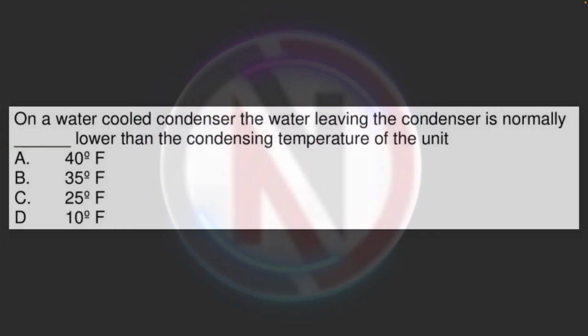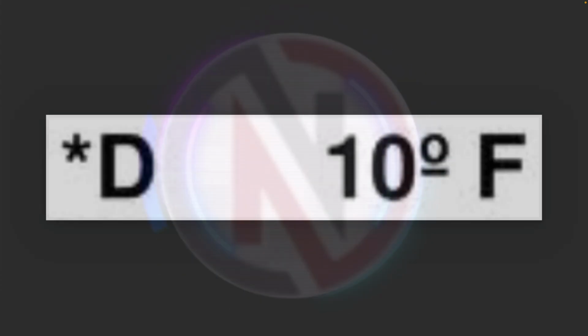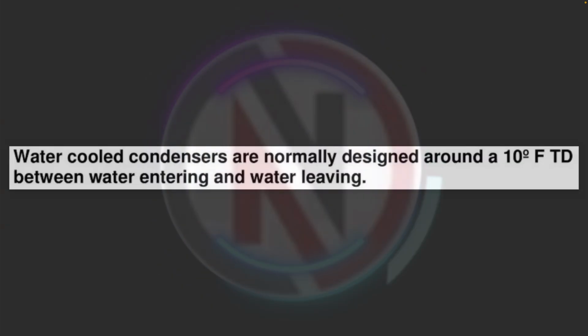On a water-cooled condenser, the water leaving the condenser is normally lower than the condensing temperature of the unit by approximately: A. 40 degrees Fahrenheit, B. 35 degrees Fahrenheit, C. 25 degrees Fahrenheit, D. 10 degrees Fahrenheit. D. 10 degrees Fahrenheit. Water-cooled condensers are normally designed around a 10 degrees Fahrenheit TD between water entering and water leaving.